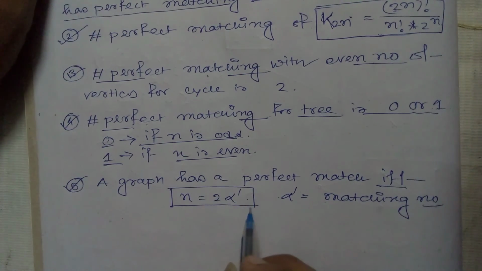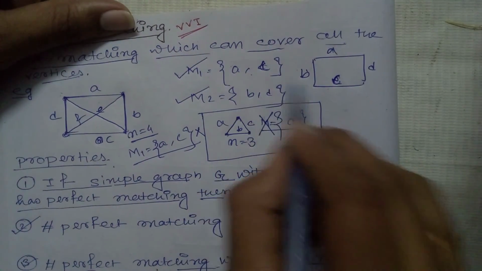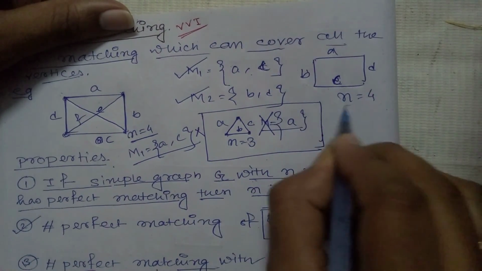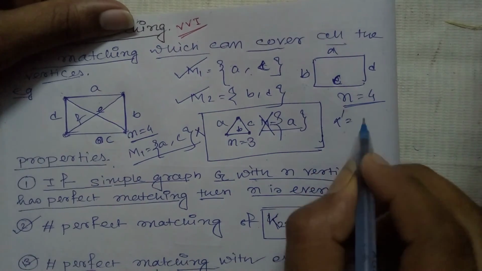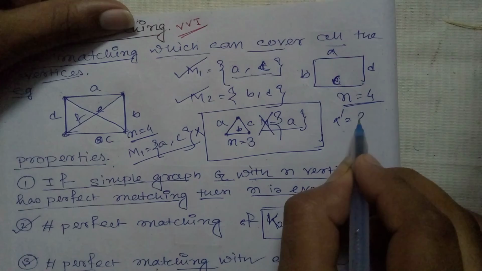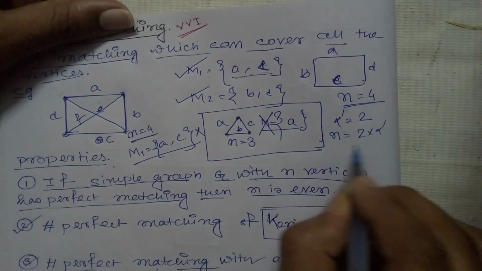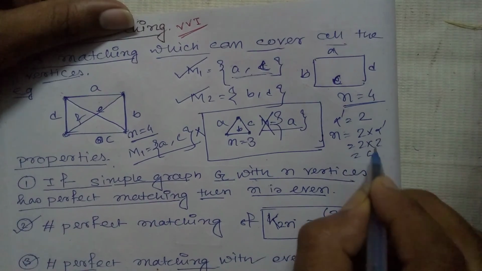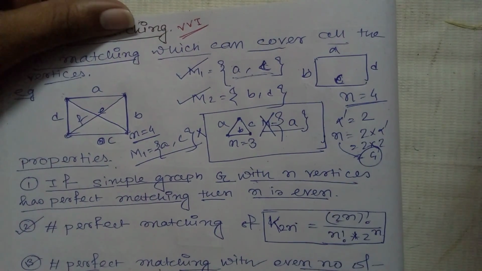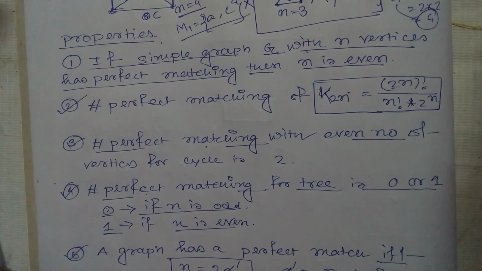So let's prove this. For this graph, n is 4, and let's suppose, what is alpha dash? We have proven that alpha dash is 2, so we can say n is equal to 2 times alpha dash, that is 2 times 2, that is 4, and we have seen that n is equal to 4. So these are some properties of perfect matching. That is all. Thank you.